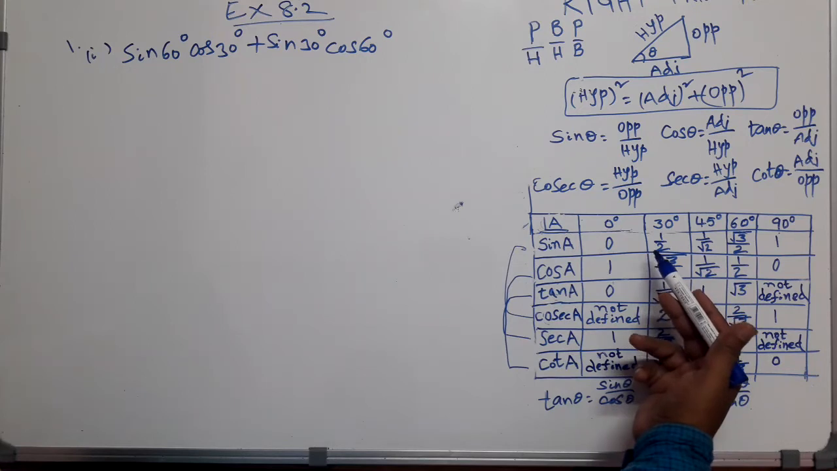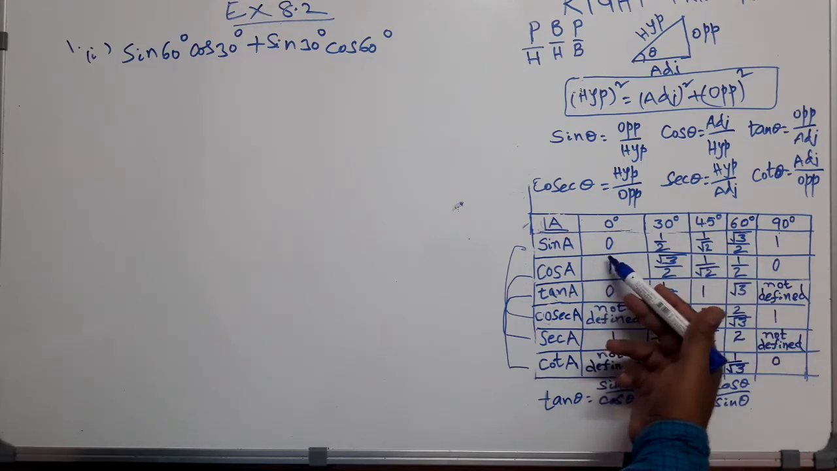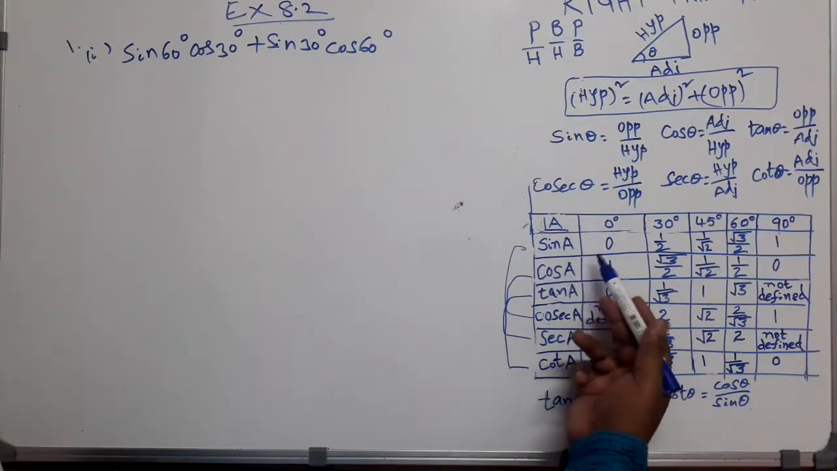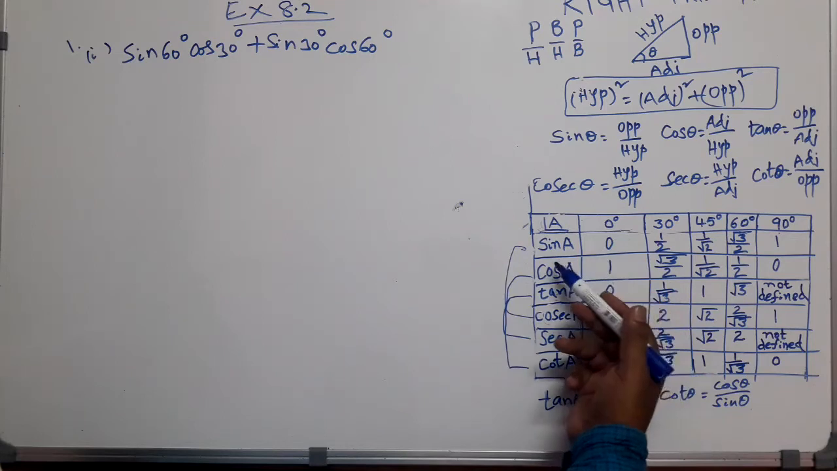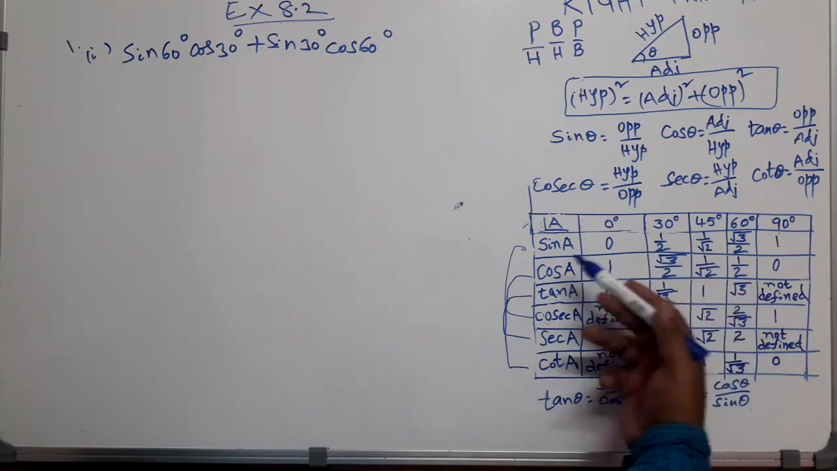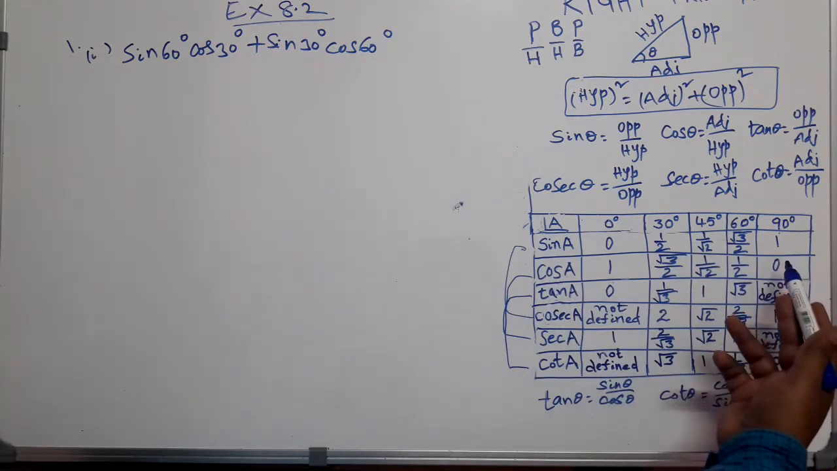1 by 2. Close your eyes and recollect. 1 by 2, 1 by root 2, root 3 by 2. That is 30 degrees, 45 degrees, 60 degrees. Anyway, 0 degrees, 90 degrees are at ends. Now let us recollect values of sin. Sin 0 degrees is 0. Sin 30 degrees is 1 by 2. Sin 45 degrees is 1 by root 2. Sin 60 degrees is root 3 by 2. Sin 90 degrees is 1.